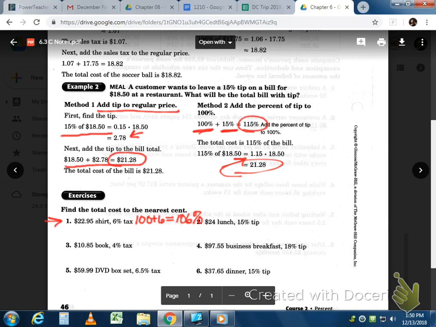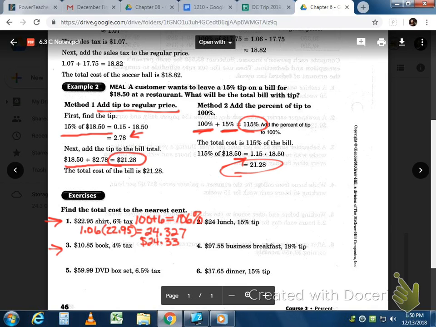So what's my decimal, Dylan? 1.06. And what operation am I going to do? Multiply $22.95. Okay, so Dylan, I'm going to go ahead on my calculator, 1.06 times $22.95, and it says 24.327. You tell me what answer you would give on your homework. 24.33. $24.33. Good job.